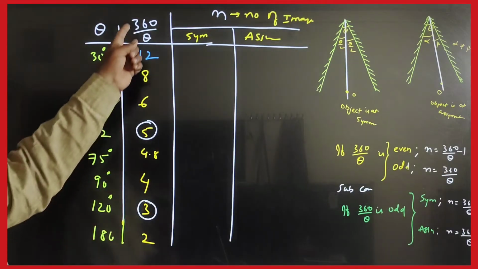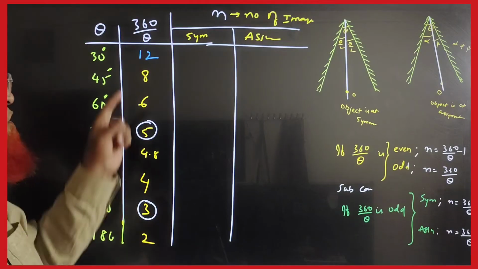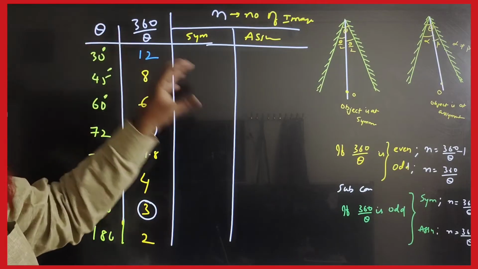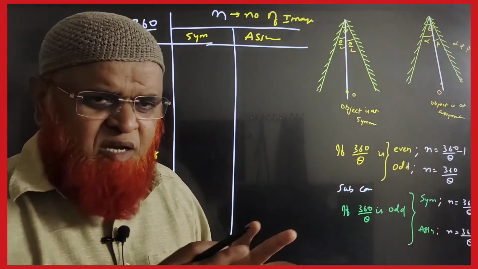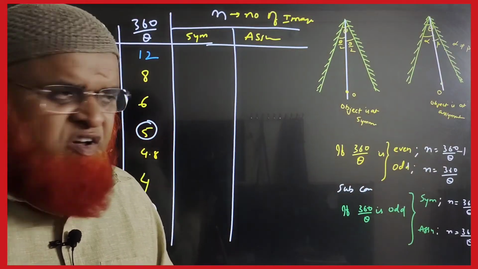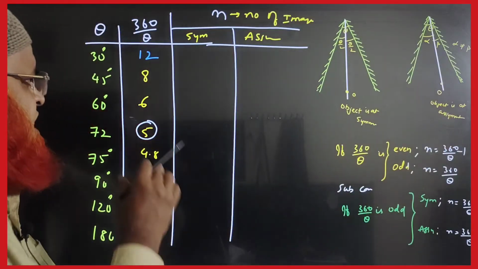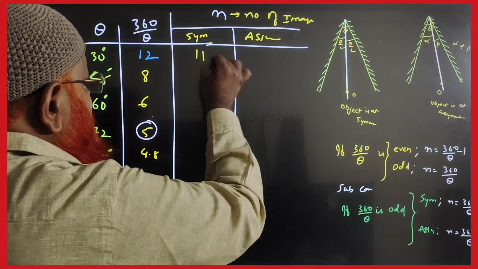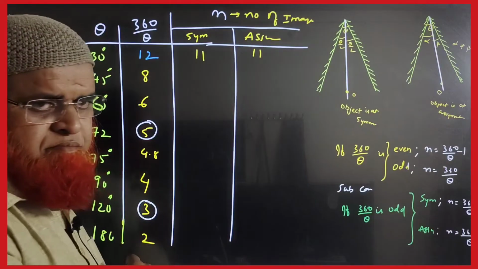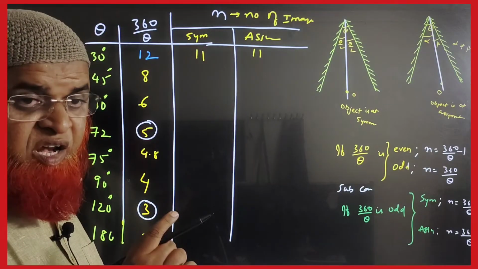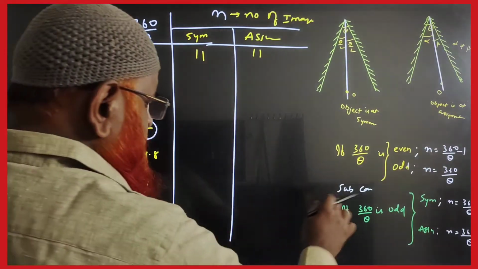These two are odd, so you are doing 360 by theta. So this is the case where we are getting even. For even, there is no subcondition. Just what you are doing, 360 by theta minus 1. Whatever the value is given, minus 1 you have to write. No symmetry, asymmetry for even. Then you just go for odd.